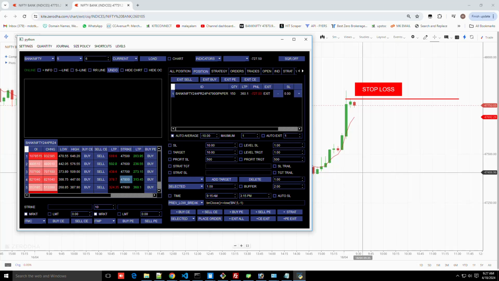Here we got an order because our previous candle has closed above the EMA and our current candle has crossed below the low of the previous candle, and we got the order.